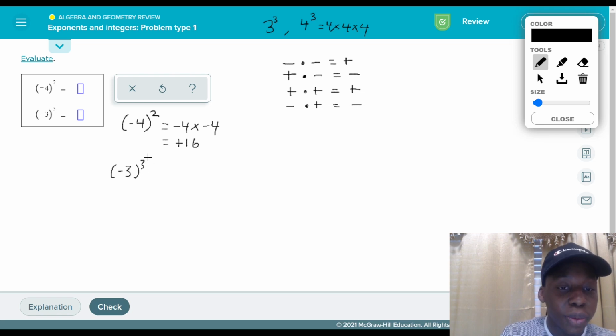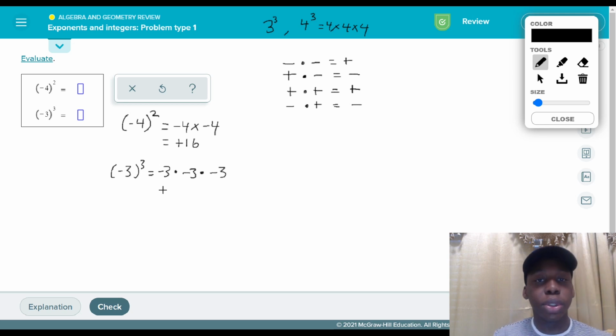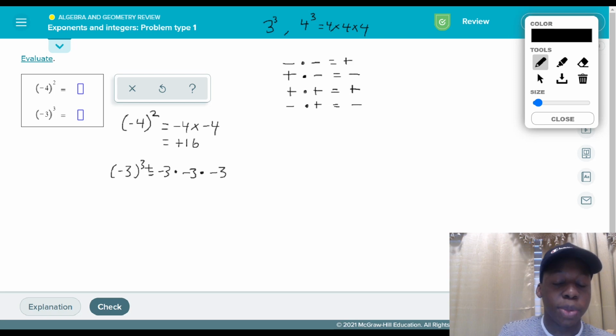Okay, and 3 is basically the counter, which is telling us we have to multiply minus 3 three times. Since we have an exponent of 3, we're going to have to multiply minus 3 by itself 3 times. So this is minus 3 times minus 3 times minus 3. See what we did here? Instead of multiplying twice like we did here, we multiplied 3 times because the exponent, this power up here, says 3.